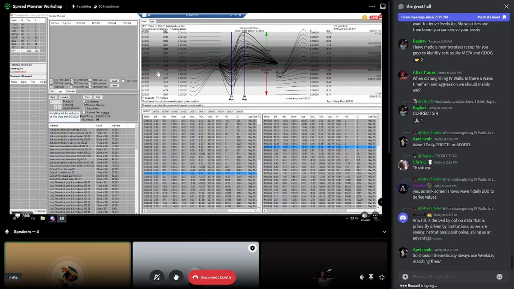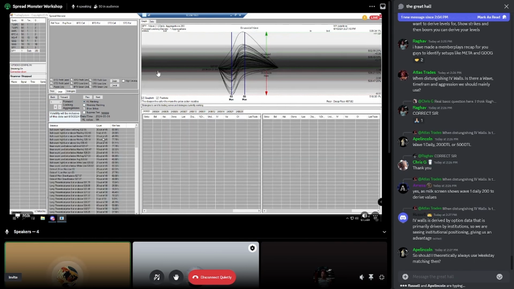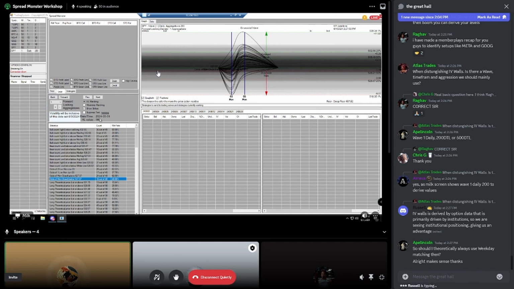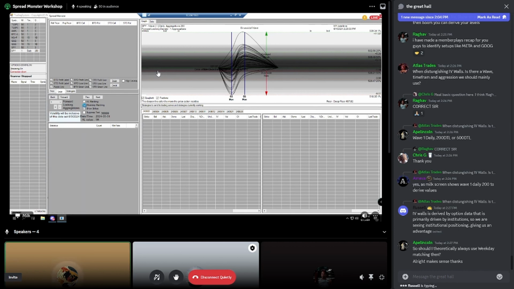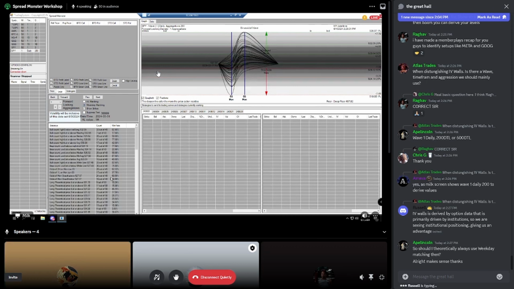Generally, you want to look for a count of somewhere between 40 to 80 plus for your data. The more data you have, the more accurate the walls are going to be. So when you're looking to distinguish between whether to use the high-low matching or the weekday matching, look for the one that has more data. For tomorrow or for Monday, at least, they're pretty similar, the high-low matching versus the weekday matching. So you're going to get about the same result.